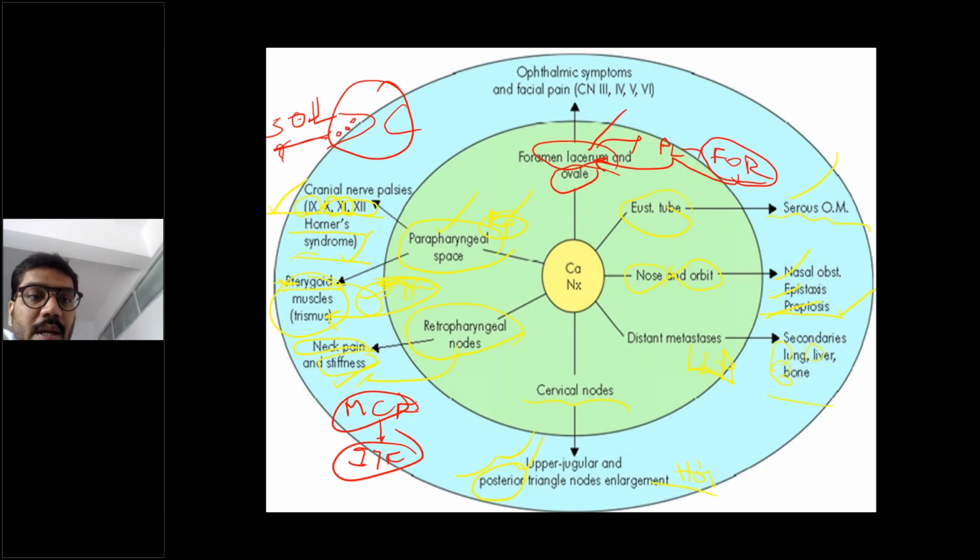Foramen ovale carries the mandibular division of the trigeminal nerve, accessory meningeal artery, lesser petrosal nerve, and emissary vein. Below the lacerum will be the carotid artery. And spinosum, as you know, carries the middle meningeal artery. So when the tumor passes through these, it can cause ophthalmological symptoms, with slow involvement of cranial nerves 3, 4, 5, and 6. All these can be involved.